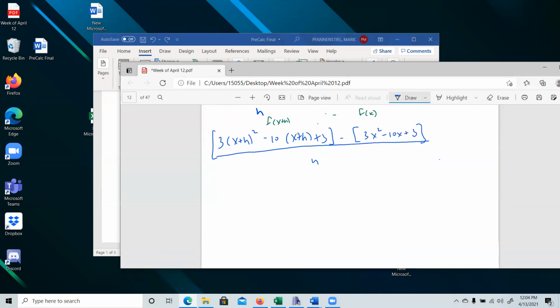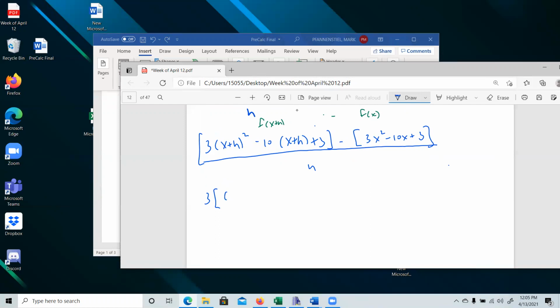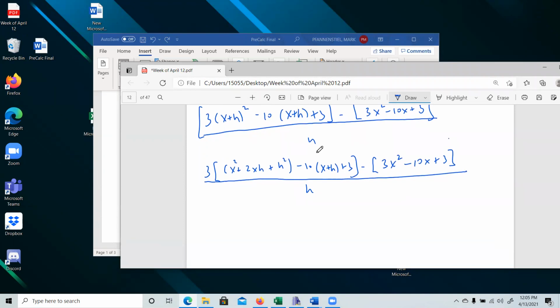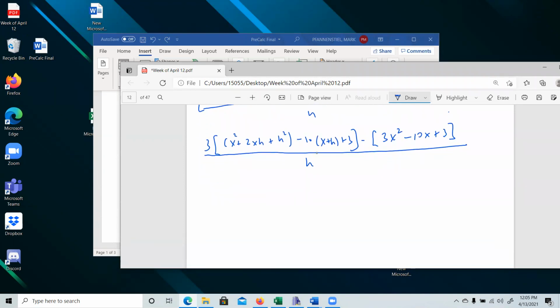First thing we have to do is FOIL this thing out. I'm going to do this in one step, assuming you guys can do that. So this is going to be 3 times x squared plus 2xh plus h squared, minus 10 times x plus h, plus 3, minus 3x squared minus 10x plus 3, and this is all over h. Now we're going to distribute.